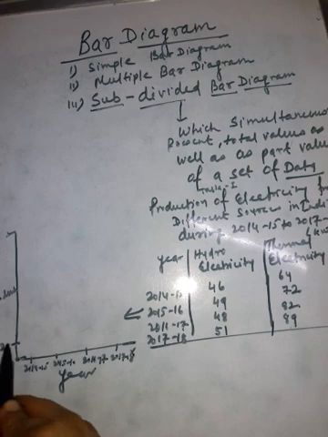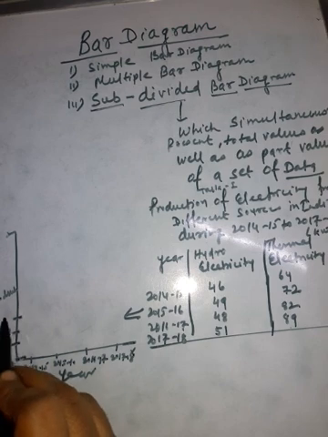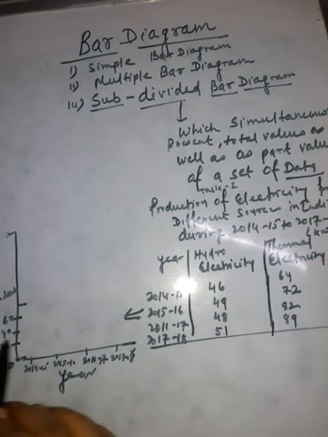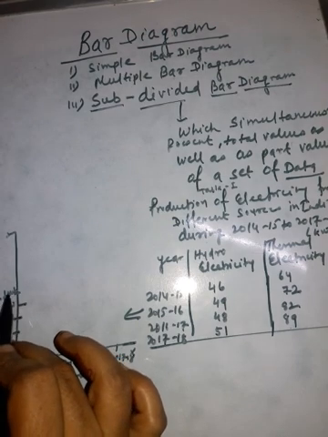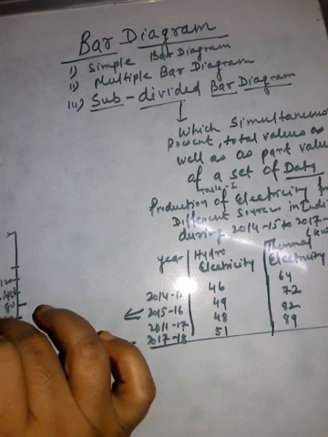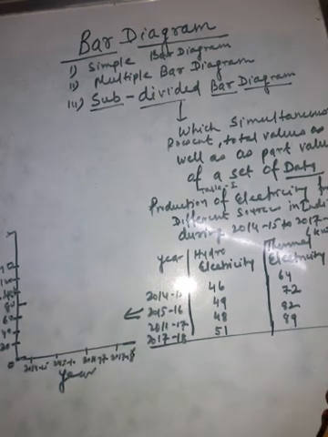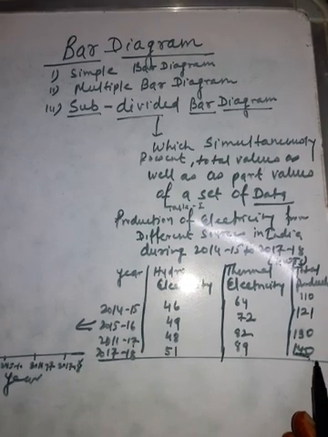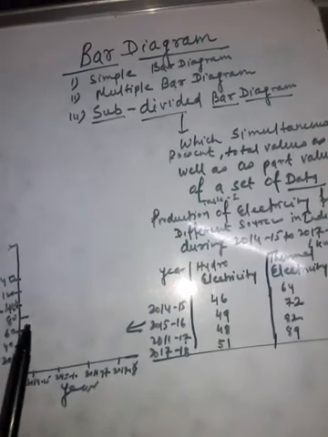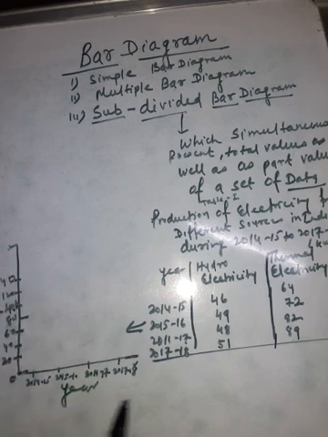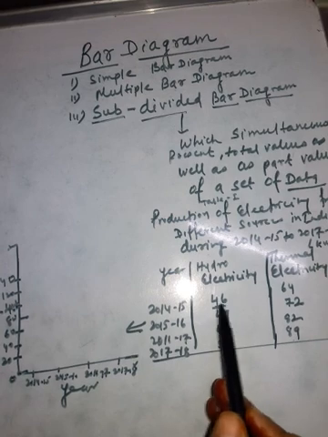Here suppose 20, then 40, then 60, then 80, then 100, then 120, then 140. That is, the maximum is 140. We have to detect, so total production 140 is the maximum, so 140 should be the maximum in the y-axis.